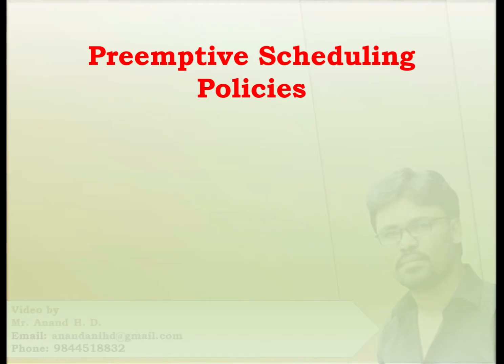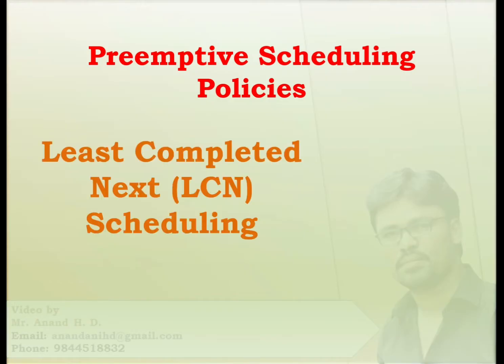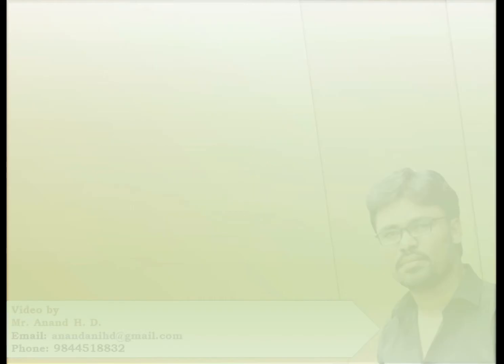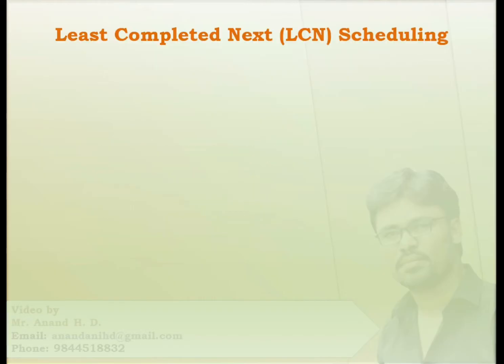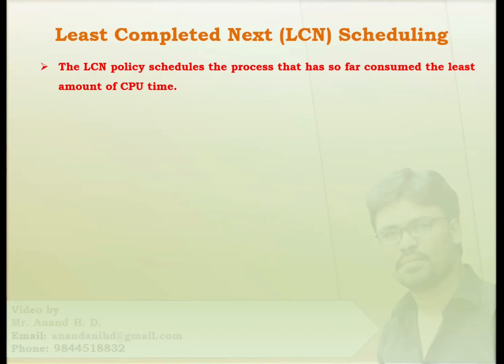In this video, we shall go through another preemptive scheduling policy called least completed next, that is LCN scheduling. Let us look into features of LCN scheduling policy. LCN policy or least completed next policy schedules the process that has so far consumed the least amount of CPU time. That is the process that has least completed at a given instance of time.